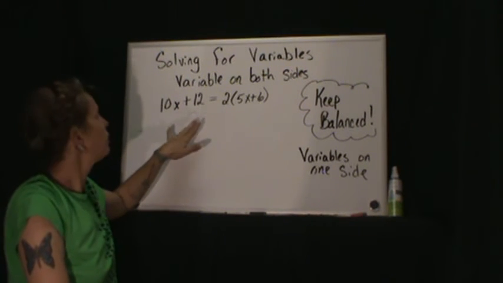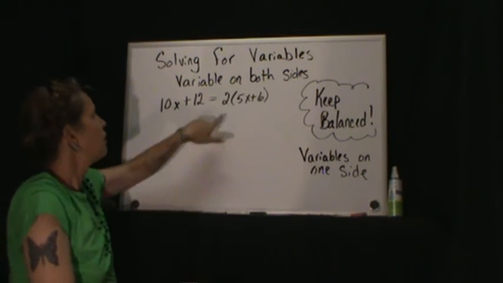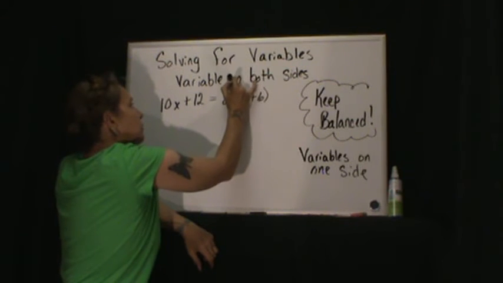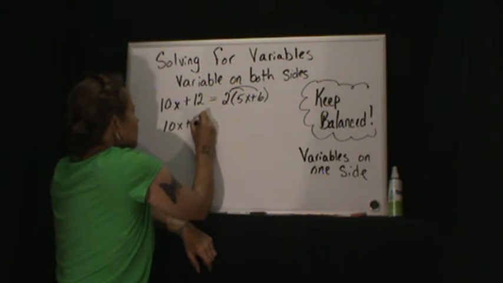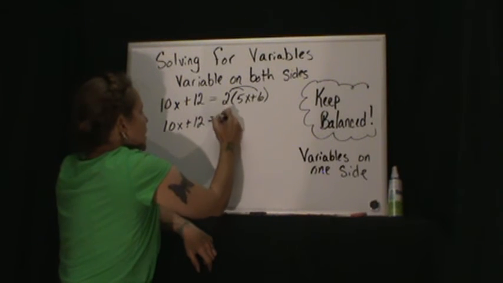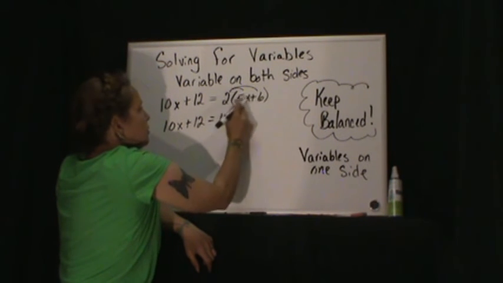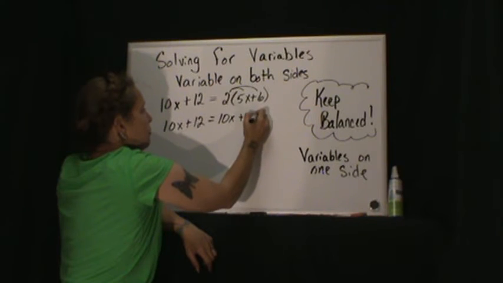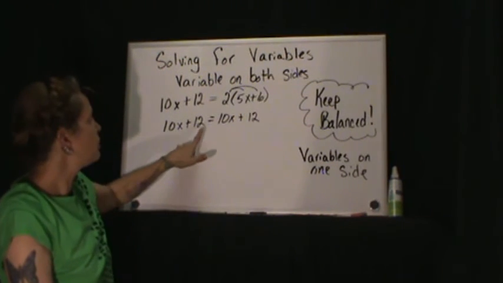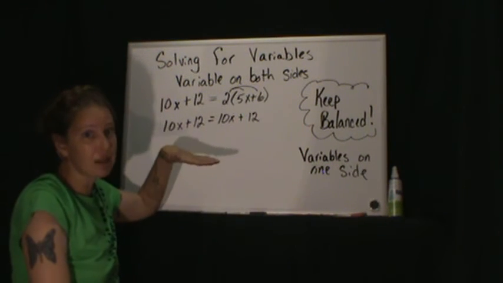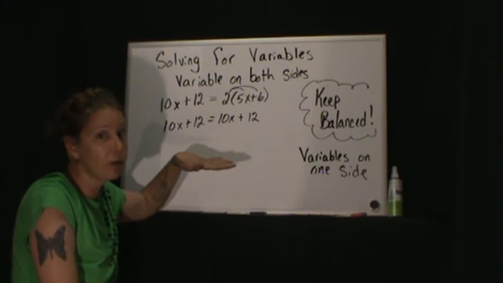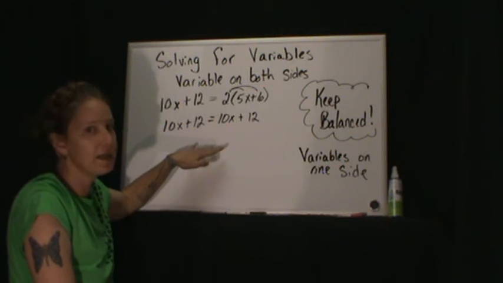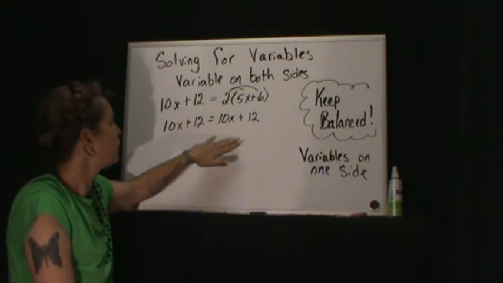Okay, this one, we've got x again. We need to distribute again. 2 times 5 is 10. 2 times 6 is 12. If you happen to notice that both sides of your equal sign are exactly the same, it's an indicator that your answer is going to be all real numbers. But we'll go ahead and solve it all the way out.